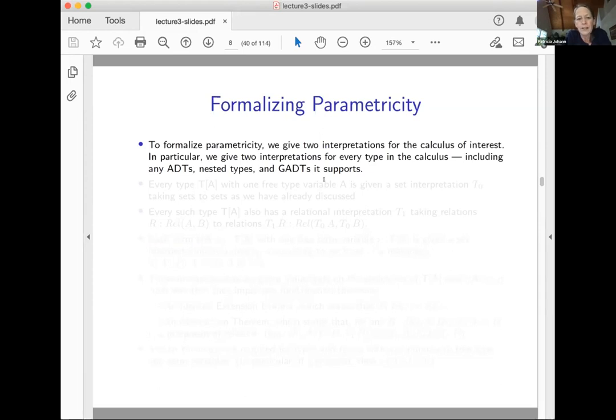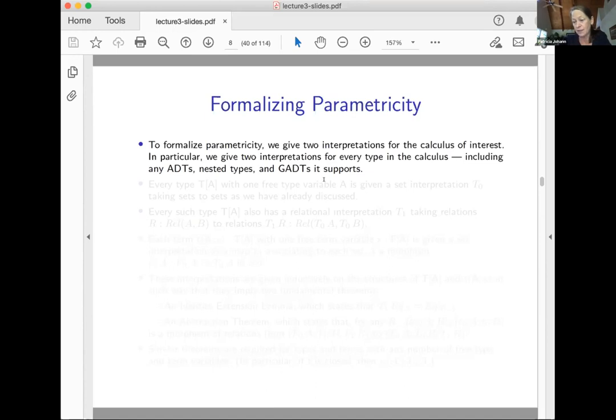Well, in general, what you do is you look at your calculus, the types and the terms, and you give two interpretations for your calculus. In particular, you're going to give two interpretations for every type in the calculus, including any fancy data types that you have. So if you have nested types or ADTs or GADTs, you're going to give two different semantics. One of them is going to be in the category Set that we talked about last time, so you interpret your types with respect to sets. And another thing that you might do is interpret your types with respect to relations.